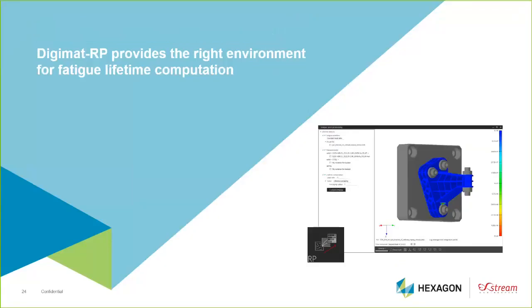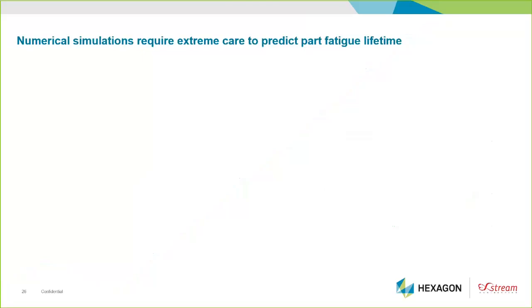Let's now move to the other part that we've been working on, which is Digimat-RP. The goal here is to provide the right environment to post-process lifetime simulations, to post-process FEA simulations in order to reach a good lifetime prediction. Maybe there's a why question to wonder. Why do we need a fatigue post-processing environment? I mean, we don't need it for static failure, so why do we need it for fatigue?